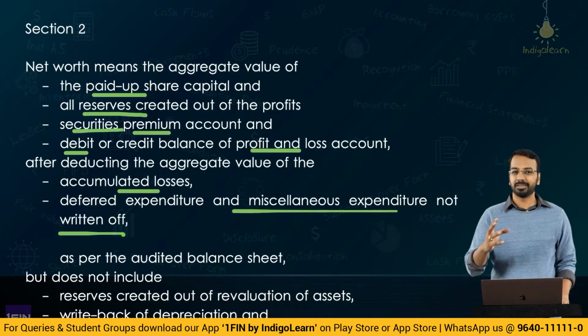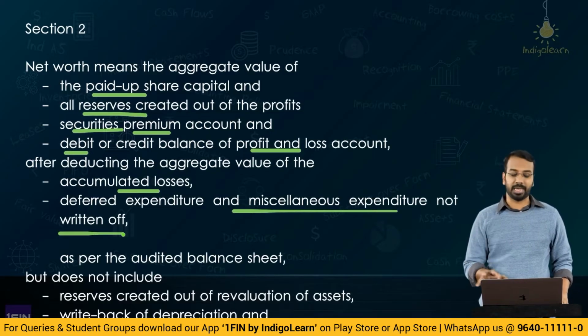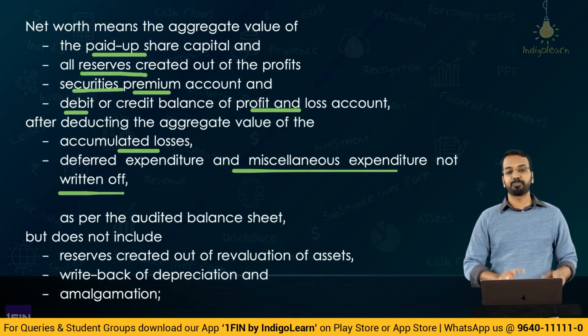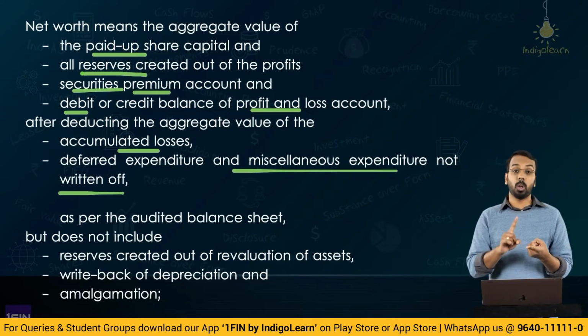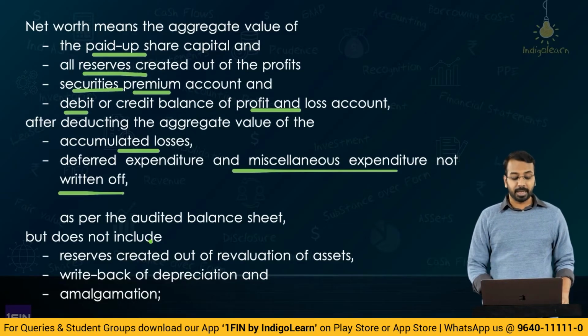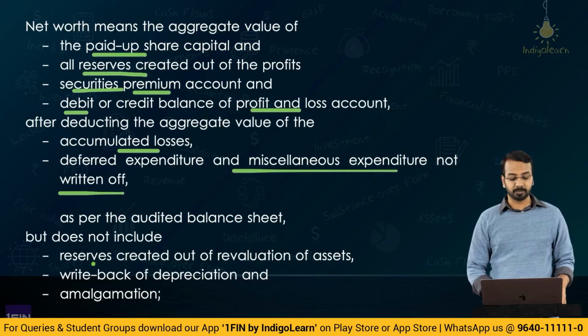Now, generally these days in the balance sheet you will not get this, because deferred expenditure or miscellaneous expenditure not written off cannot be capitalized as a part of your intangible assets, right, as per the audited balance sheet. So, you have to look at the audited balance sheet and see paid up capital, securities premium, all reserves out of profit, debit or credit balance in the P&L. You will reduce all accumulated losses, you will reduce miscellaneous expenditure which have not been written off as per the audited balance sheet.